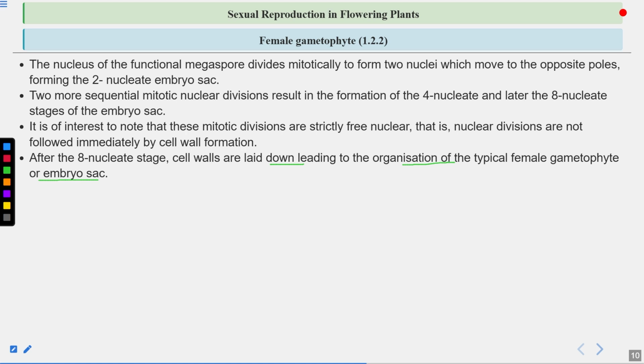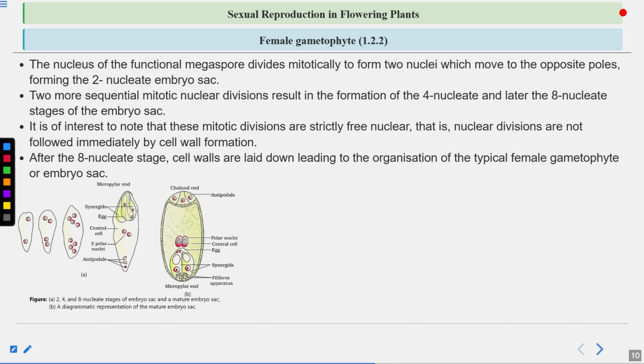But in the case of the nucellus cell, the megaspore mother cell, it undergoes reduction division, meiosis, and forms four haploid cells, which are the four megaspores. Out of those four megaspores, three degenerate and one is functional. Now in that one functional megaspore, three mitotic divisions take place and it forms the 8-nucleate stage. Clear? There should be no confusion in this. Okay, great.